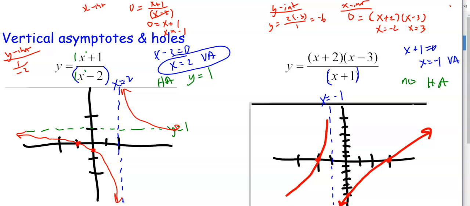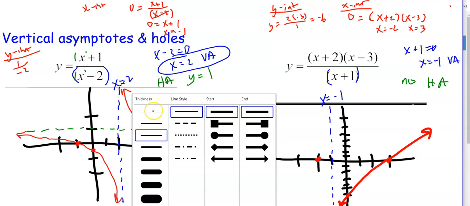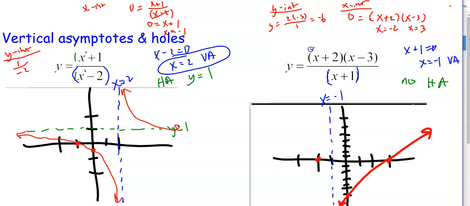I don't know which one it's going to do, so this is a case where I really need to plot another point. Don't plug in negative 1 because that's the asymptote. Don't plug in negative 2 because we already know that. Let's plug in negative 3. So if you plug in negative 3, let's see what happens. We get negative 1 times negative 6 over negative 2. So that's really 6 over negative 2, which is negative 3. So when I plugged in negative 3, I got negative 3, so somewhere down here.